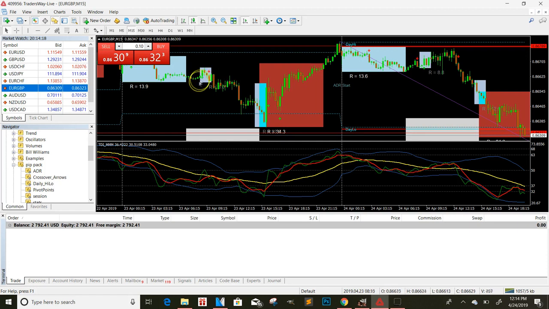But that's pretty much trading on Tradersway. That was about 3 or 4 strategies that you guys can use just to go ahead and start making some money with Tradersway. All right, hopefully that helped.